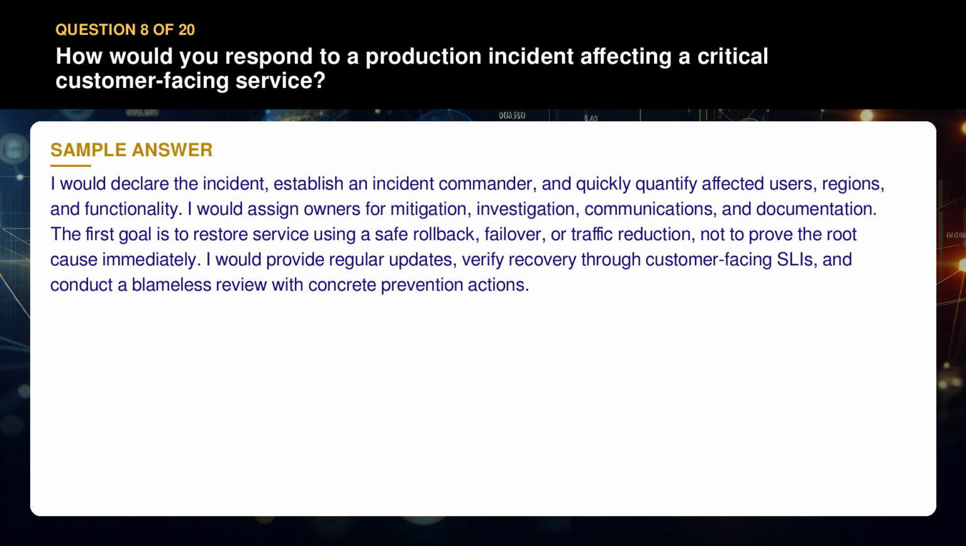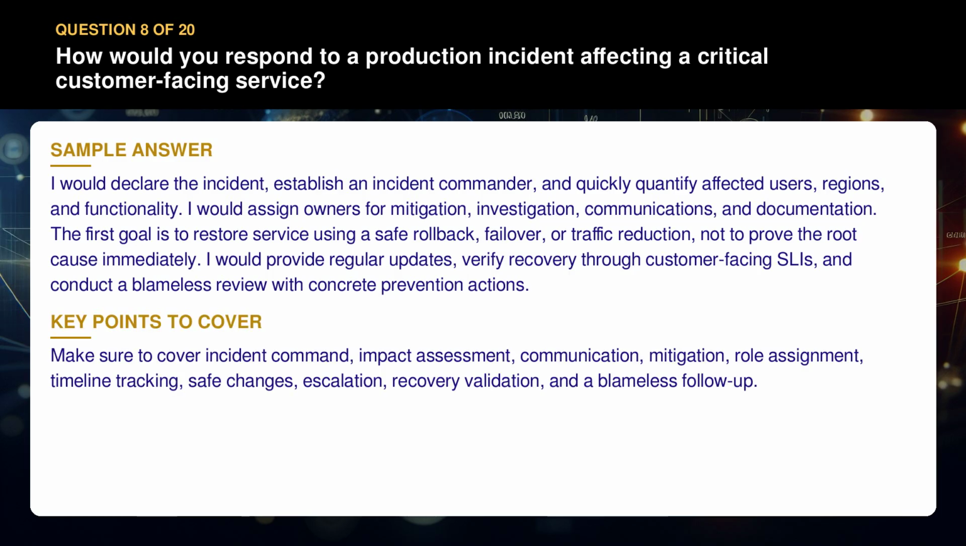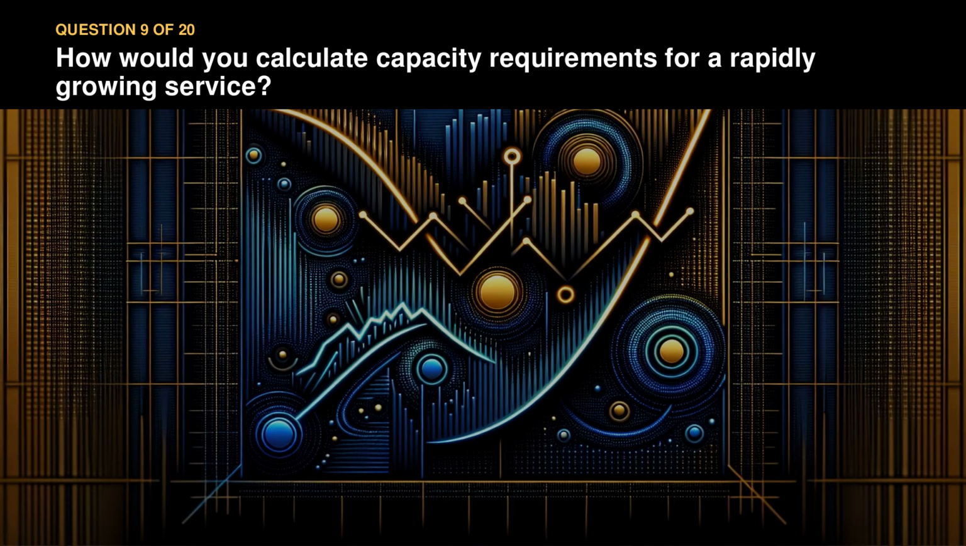The first goal is to restore service using a safe rollback, failover, or traffic reduction, not to prove the root cause immediately. I would provide regular updates, verify recovery through customer-facing SLIs, and conduct a blameless review with concrete prevention actions. Make sure to cover incident command, impact assessment, communication, mitigation, role assignment, timeline tracking, safe changes, escalation, recovery validation, and a blameless follow-up.